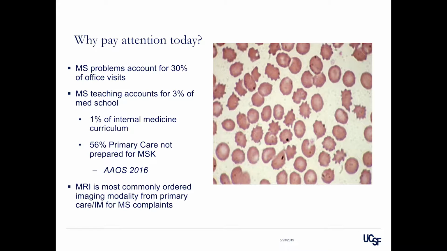About 1/3 of all visits to primary care offices are for musculoskeletal problems as their chief complaint. And musculoskeletal teaching, unfortunately, accounts for only 3% of medical school education at best. Only 1% of your internal medicine curriculum, once you've graduated and gone on to residency, has anything to do with the musculoskeletal system. And most primary care people, more than half, feel they weren't prepared for the musculoskeletal parts of their practice once they entered practice. And this was a study done by orthopedic surgeons a few years ago.